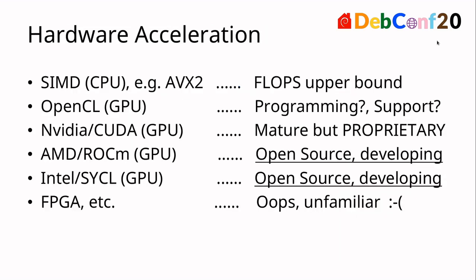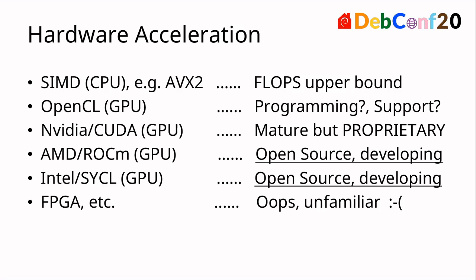Now let's look at the first one, single instruction multiple data, namely the vectorized instruction set provided by the CPU. For example, the AVX2 instruction set. However, even if we leverage all the CPU capabilities, the floating point performance is still far from enough for neural network applications. The next one is OpenCL. It is a feasible solution, but OpenCL has a complicated programming model and lacks support from the machine learning communities.